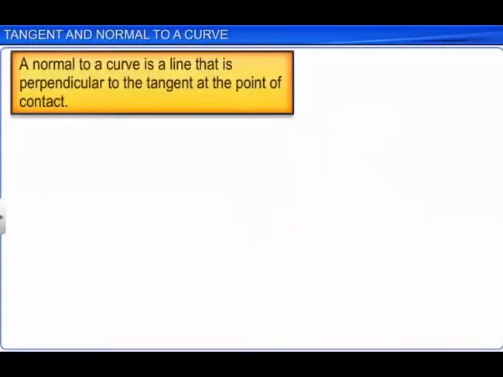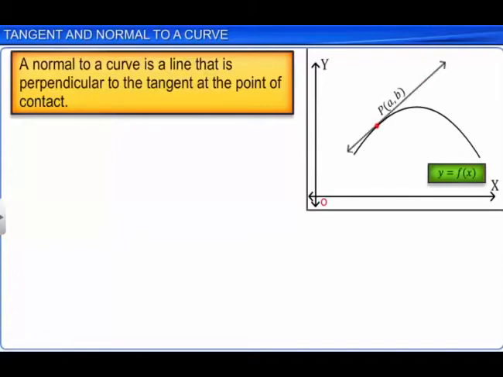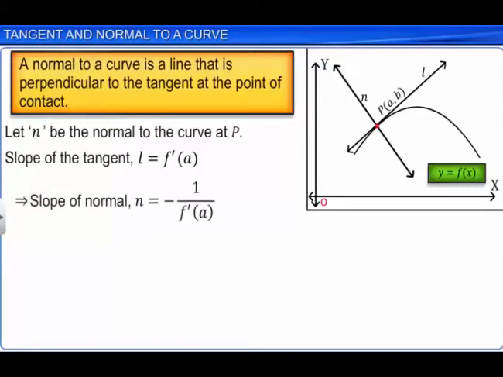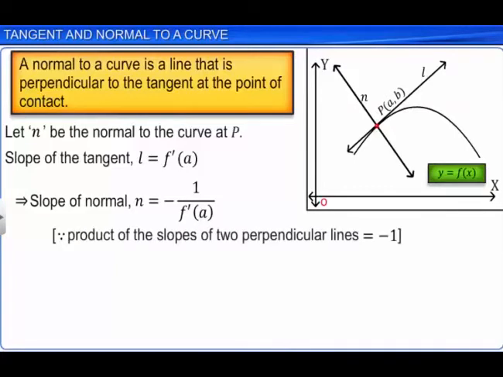Let us recall that a normal to a curve is a line that is perpendicular to the tangent at the point of contact. Let line L be the tangent to the curve y is equal to f of x at point P, a comma b. Let n be the normal to the curve at P. We know that the slope of a tangent L is f dash a. This implies the slope of normal n is equal to minus 1 upon f dash a, as the product of the slopes of two perpendicular lines is equal to minus 1.